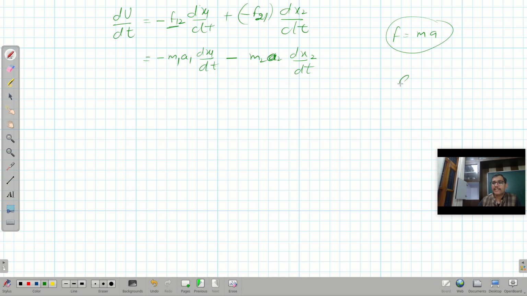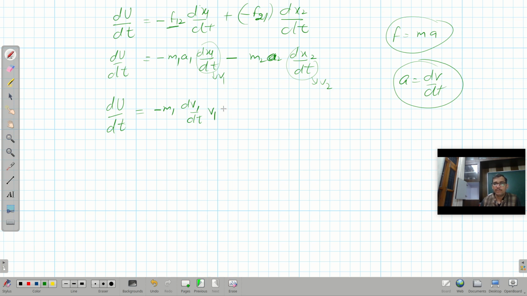But as we know that acceleration is equal to dv over dt, the rate of change of velocity, therefore I should write it as du upon dt is equal to minus m1 dv1 over dt, and dx1 over dt is basically v1, the velocity. It is the velocity of the second particle. So I can write it as minus m1 v1, and here it is m2 dv2 over dt, and here it is simply v2.